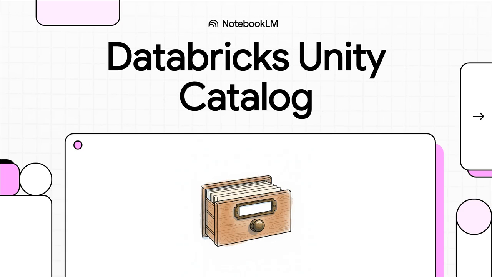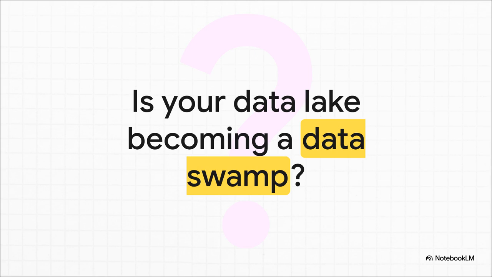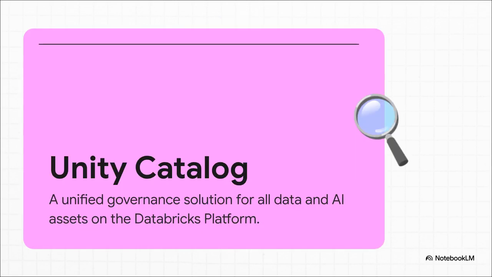Today, we're breaking down Databricks Unity Catalog. Let's get right into it. Ever feel like your data lake is more of a data swamp? It's a super common problem. Well, Unity Catalog is Databricks' answer to that chaos. It's one governance layer for everything.